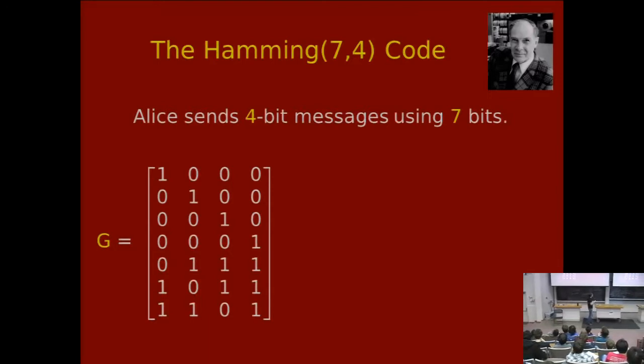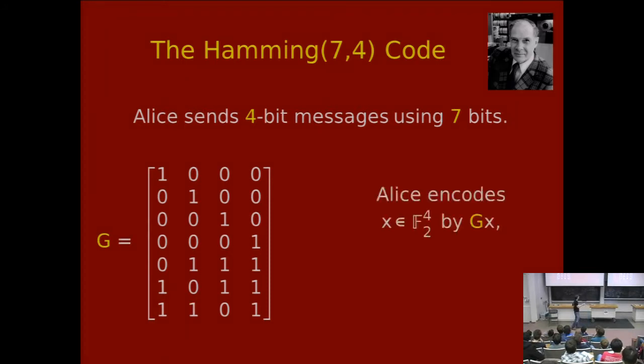So the generator matrix for this code looks like this. What does that mean? Alice has a 4-bit message, which we'll call x, a vector in F2 to the 4. And she encodes it for transmission by doing G times x, just like before. So she puts her x here, and she takes this linear combination of the columns, or she does this matrix-vector multiplication.